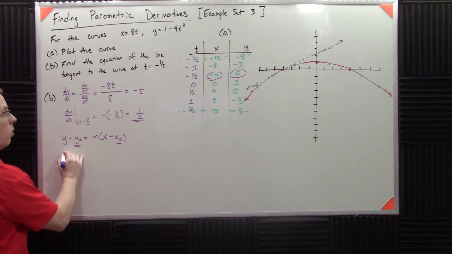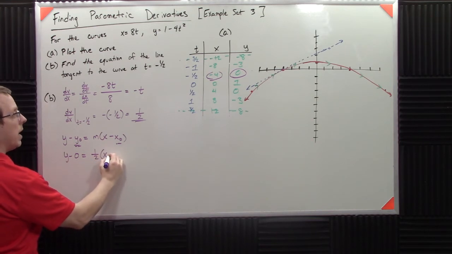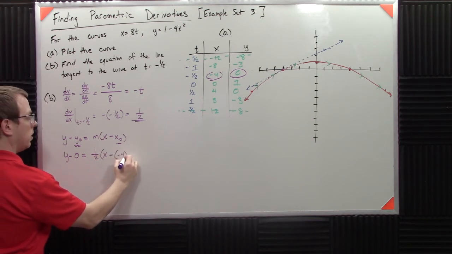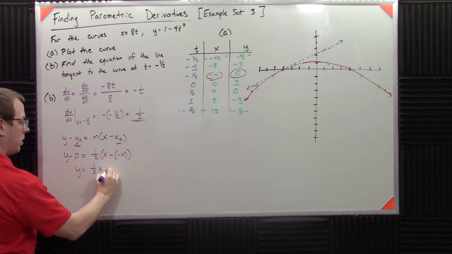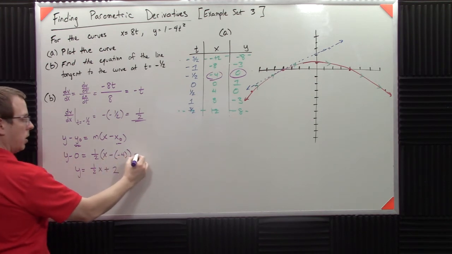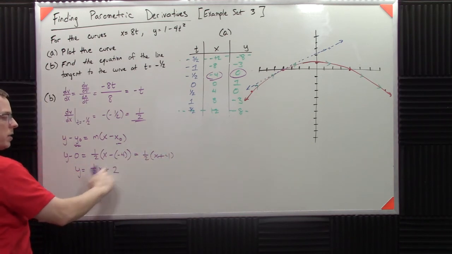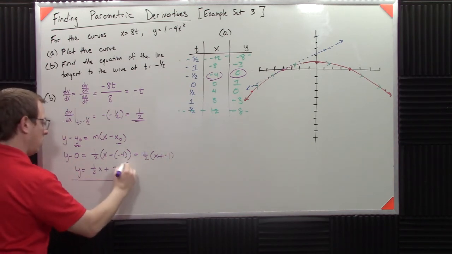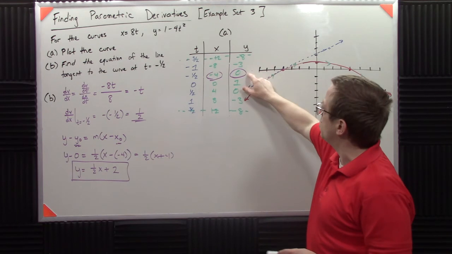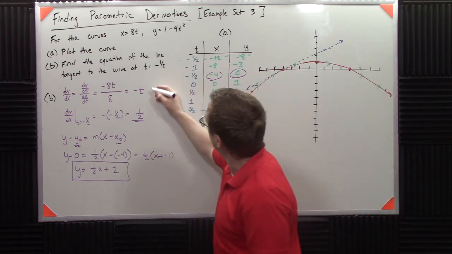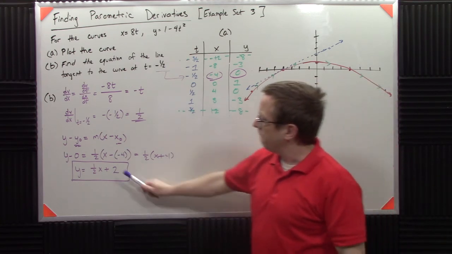So then you're going to say y minus 0 equals 1/2 x minus negative 4. So y equals 1/2 x plus 2, right? Because that's going to be 1/2 x plus 4, so that's 1/2 x, and 1/2 times 4 is 2. Apologies, I was thinking something different. You should use the point where t is negative 1/2, that's what you want to use there. So 1/2 x plus 2.